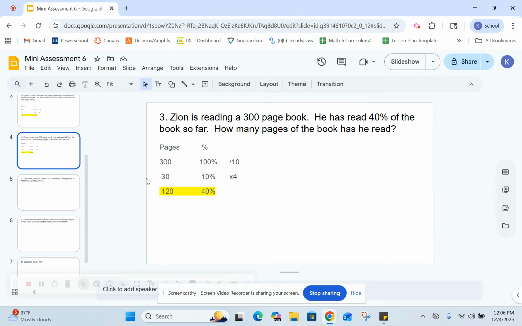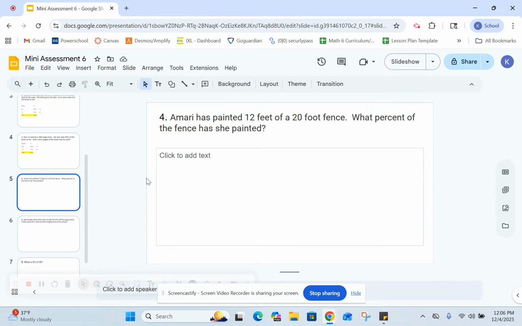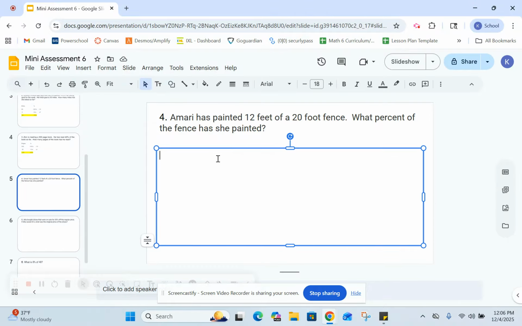All right, let's move on to question 4. Amari has painted 12 feet of a 20-foot fence. What percent of the fence has she painted? All right, to set up our T-chart, we have the amount of feet painted and we have a percentage. Since the total amount of the fence is 20 feet, that is going to be 100% because it is the total length of the fence.